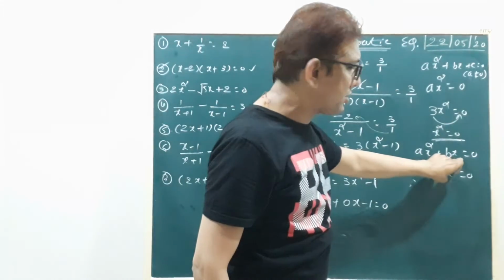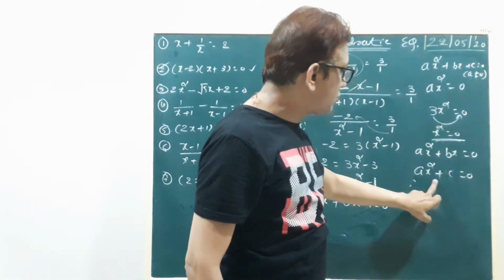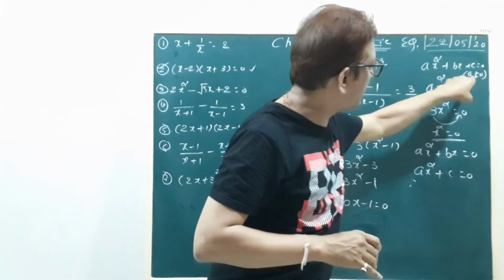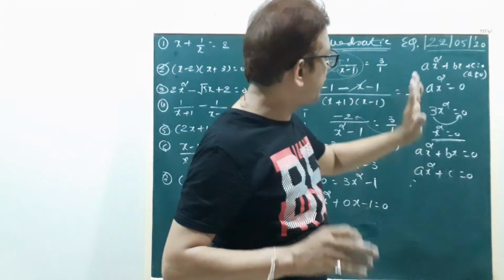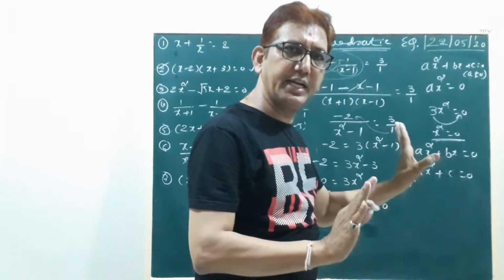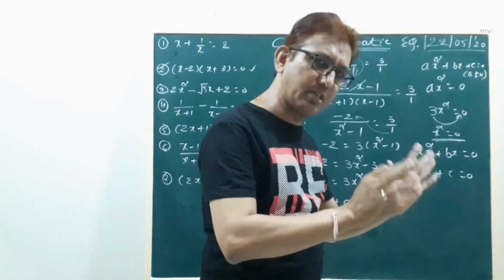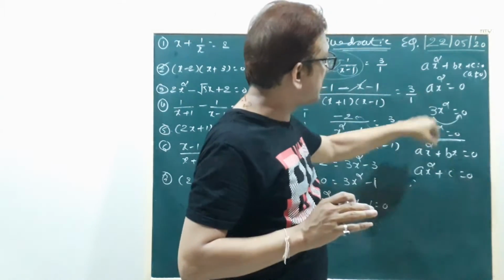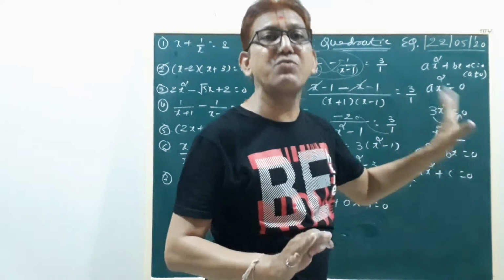Here c equals 0, here b equals 0, but a is not equal to 0. Right? Our condition is what? a is not equal to 0. So the coefficient of x square can never be 0. Right? The coefficient of b being 0 is possible. c, the constant term, being 0 is possible. But the coefficient of x square can never be 0.